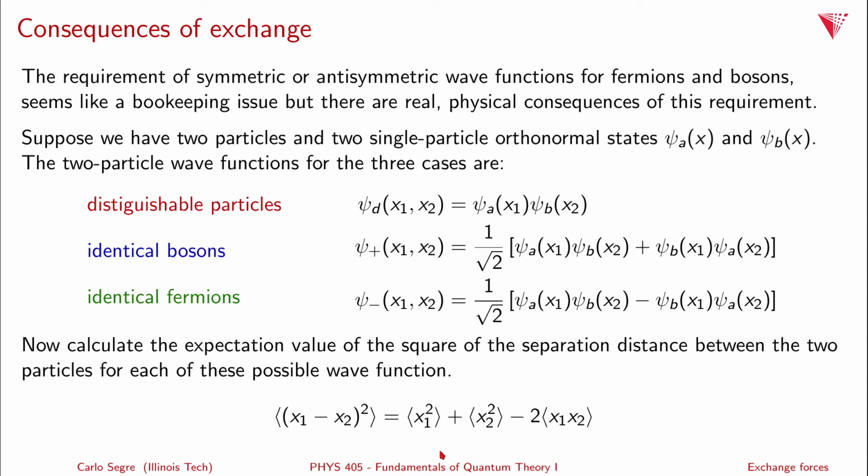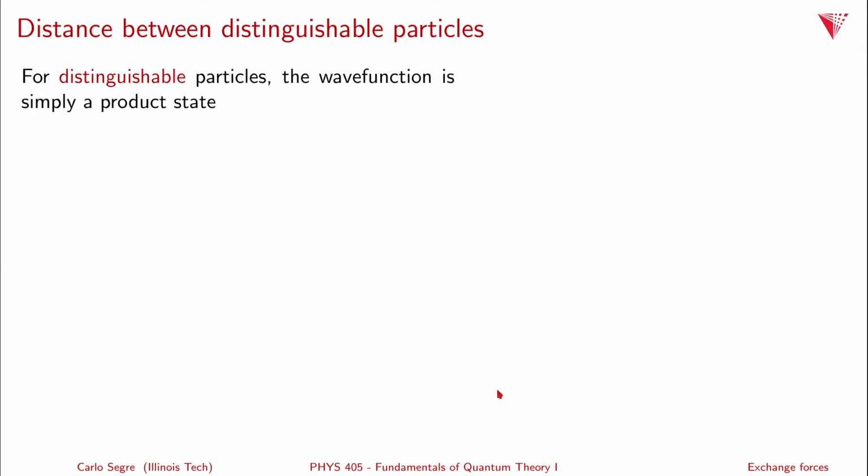Well, if you think about that, that will be the expectation value of x1 squared plus the expectation value of x2 squared minus 2 times the expectation value of x1 x2. And so this is what we're going to calculate for distinguishable particles, identical bosons and identical fermions. So let's start with the distinguishable particles.